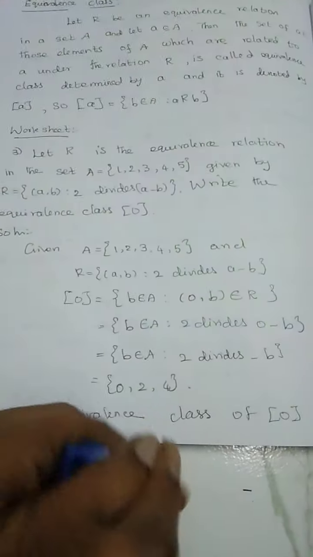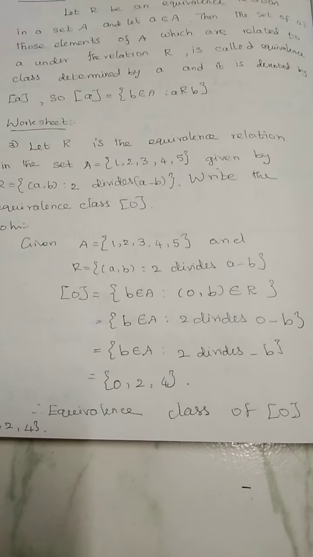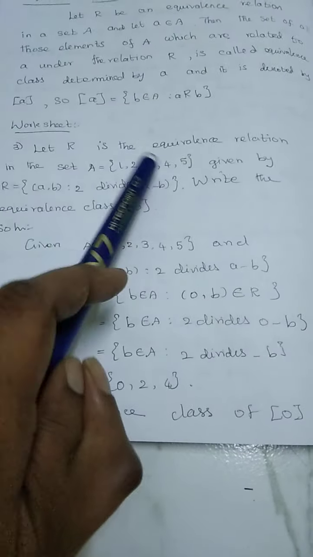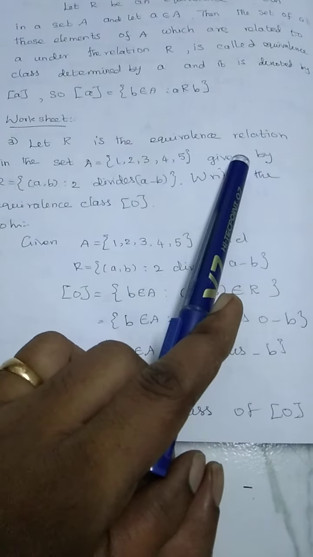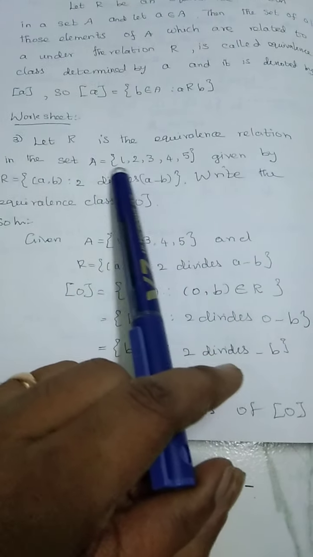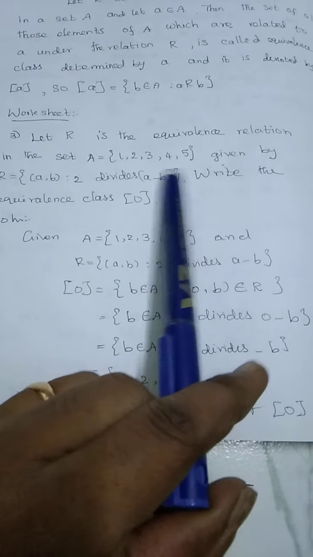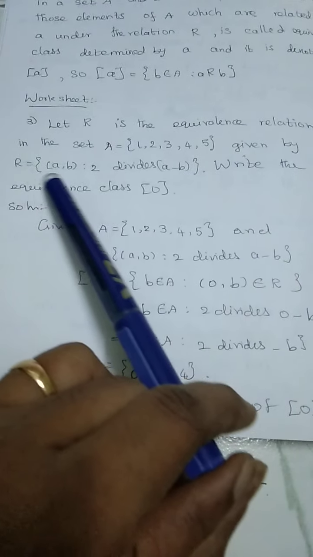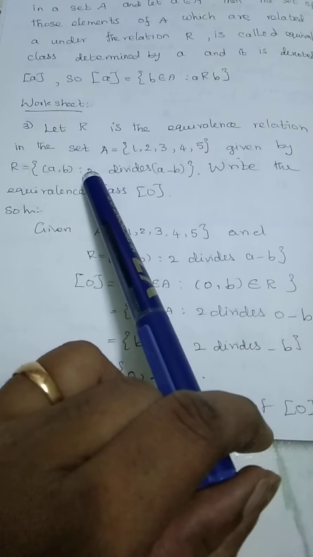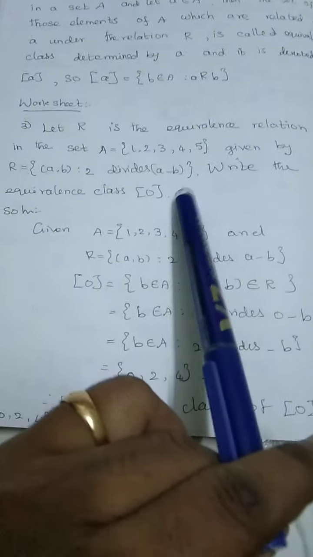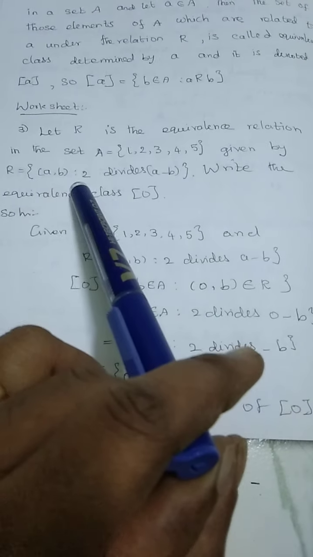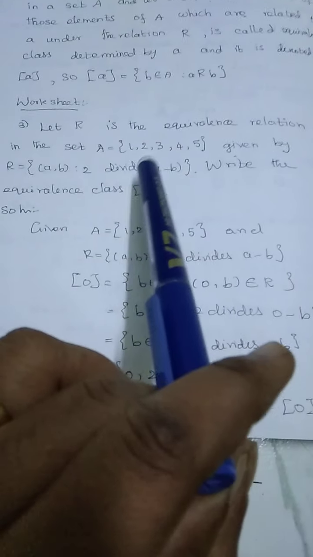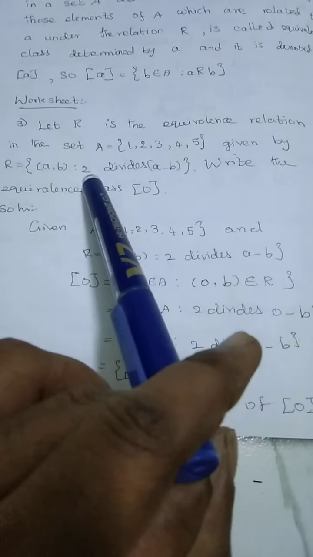Now we want to see worksheet problem 3. Already we have given one worksheet about this topic. We want to see sum number 3. Let R be an equivalence relation in the set capital A equal to 1, 2, 3, 4, 5. They also define a relation: R equal to a comma b such that 2 divides a minus b. That is, subtract a with b, and that answer is divisible by 2.